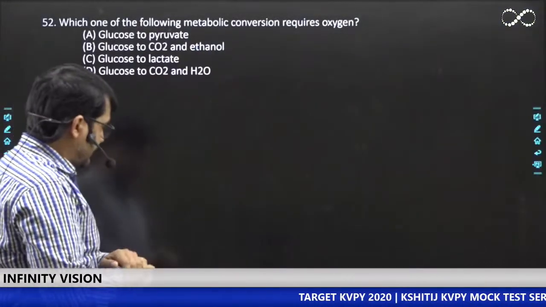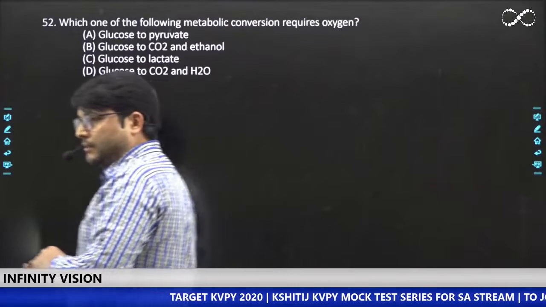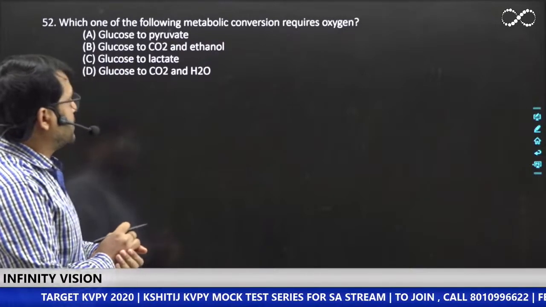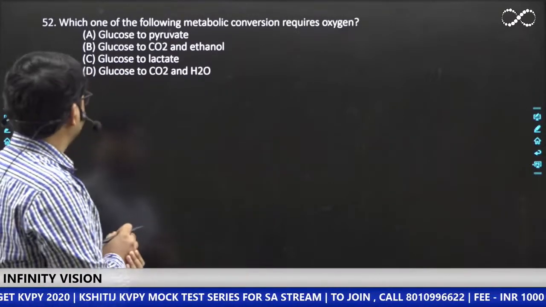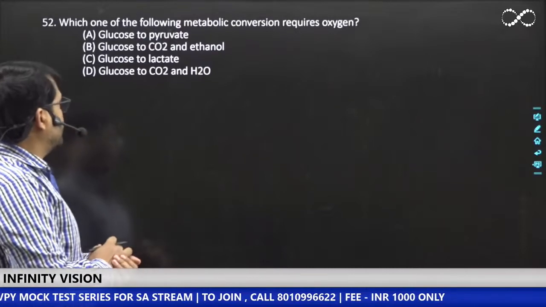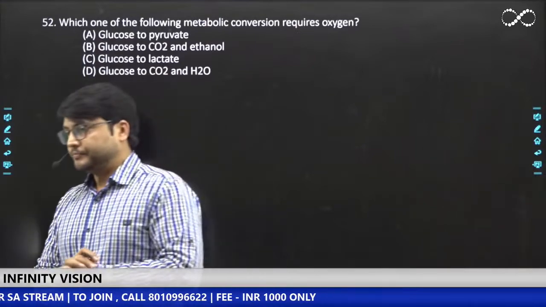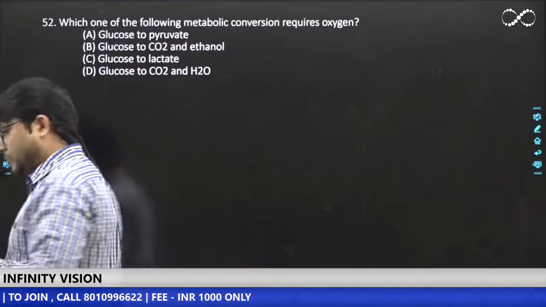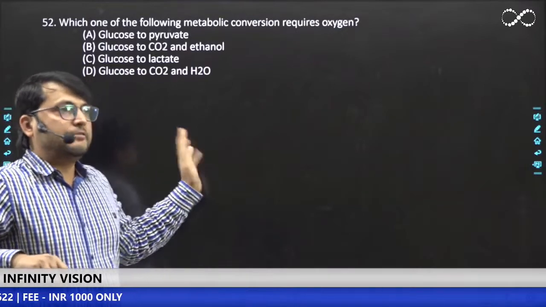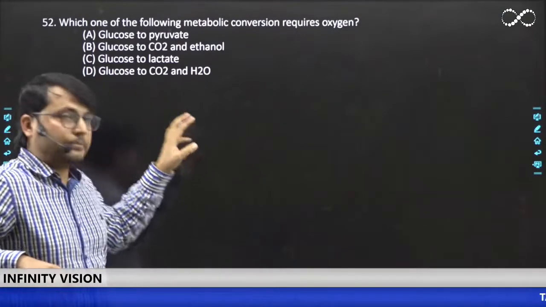Let's move to the next question. This is question number 52, and this question is about respiration. Now, this question says which one of the following metabolic conversions requires oxygen. Option A, glucose to pyruvate; B, glucose to CO2 and ethanol; C, glucose to lactate; or D, glucose to CO2 and H2O. Okay, Akhil is saying aerobic, very good. Have a look and do let me know. Quickly comment, let me know what should be the correct answer, and if possible also the probable explanation. If you have picked a particular option, why so?